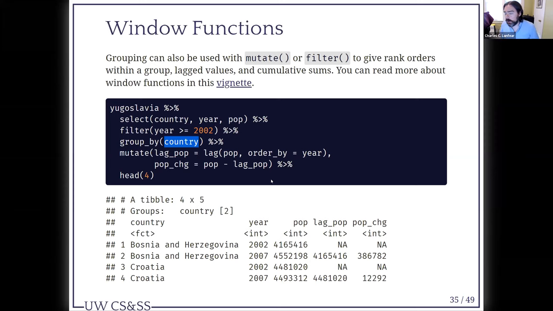Yes, this in chat: do you organize order by year in case your data isn't organized by ascending year? Exactly. If my data were arranged some other way, I'd want to make sure the lag was grabbing the correct row. So I organized it by year. I could equivalently have arranged by year first and then mutated and I would have gotten the same result. Okay. Window functions are good for doing lags, cumulative sums, things like that. This is the kind of thing to refer back to, you don't need to memorize.